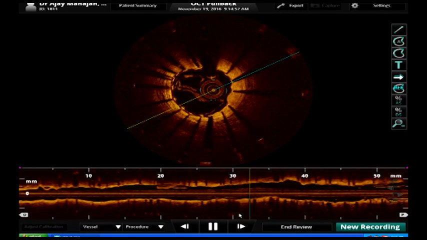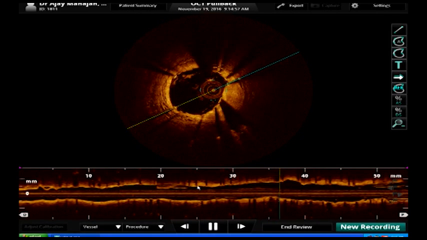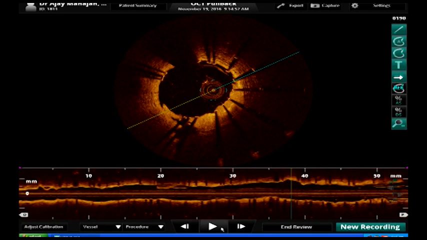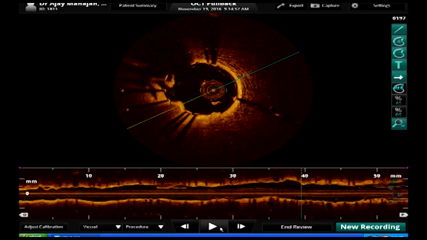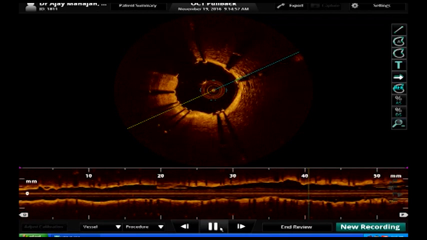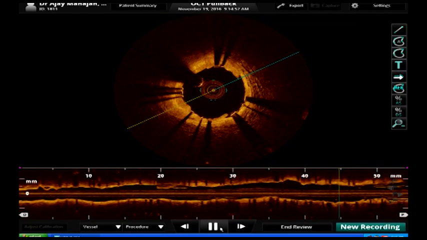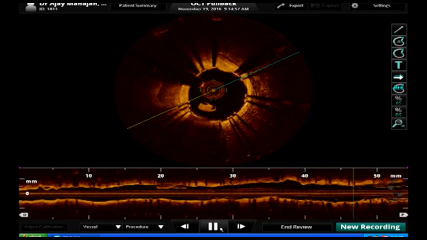So why do I use it in the marginal branch or PDA or PLV? Because I have of late changed my practice. There is a balloon in the United States called Chocolate. So for all the distal vessels, I am not putting stents anymore. I am using the Chocolate balloon, which is a different kind of pillow design. It doesn't dissect. So I will use IVUS to size the balloon.